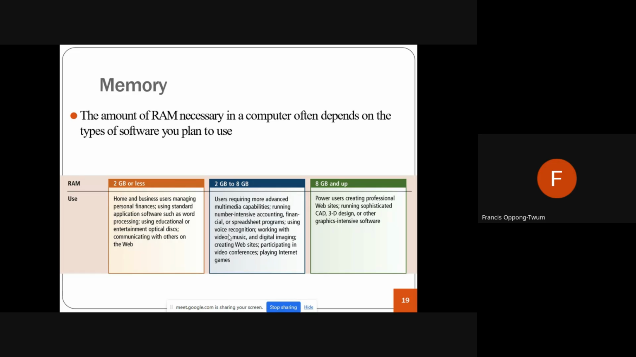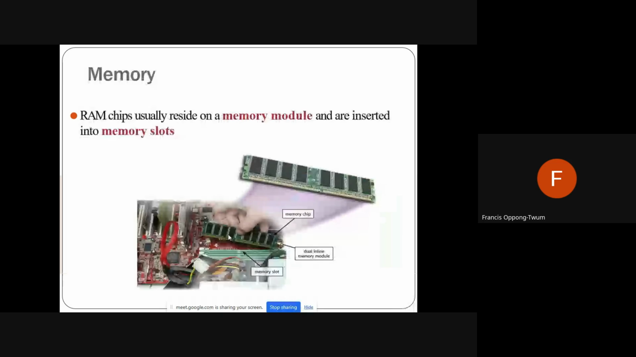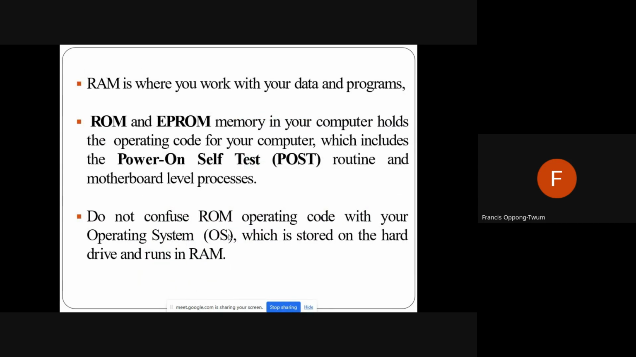You see, I specifically mentioned the RAM because that is the primary working memory for the computer. That's what I said. And I mentioned something about the ROM. Can you see this slide? Can you read the second note on it? Yes, sir. ROM and EPROM memory in your computer holds the operating code for your computer, which includes the power-on self-test, POST, routine, and motherboard level processes. So I'll talk more about this ROM when we are discussing the memory.